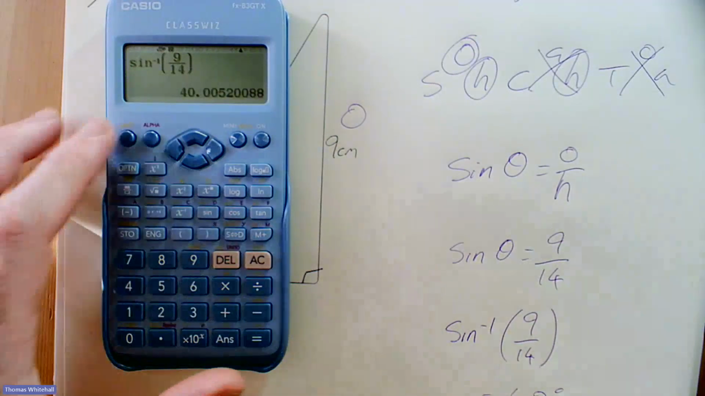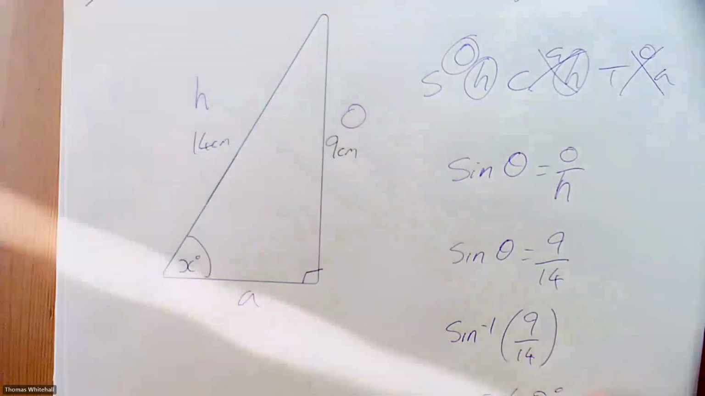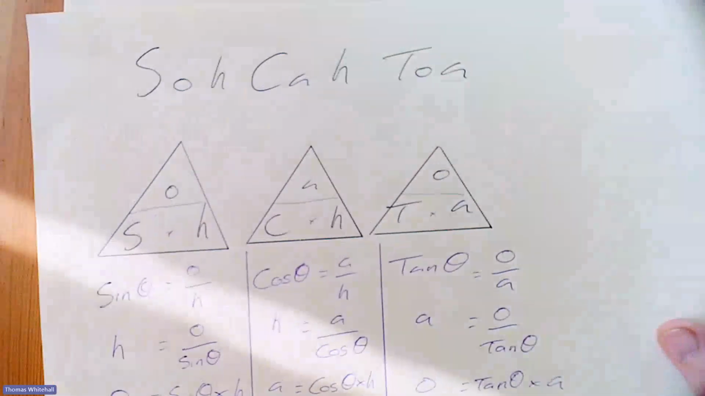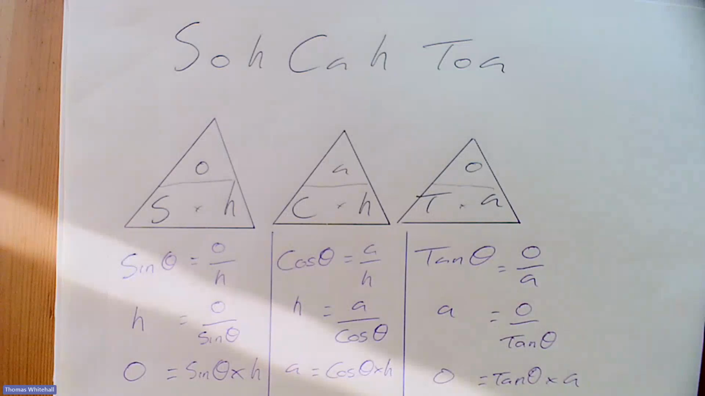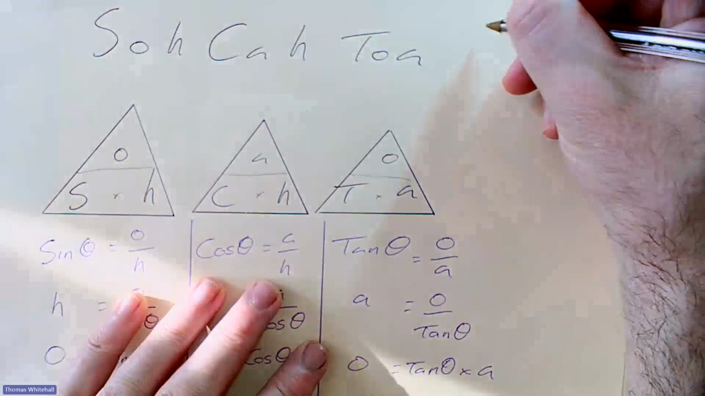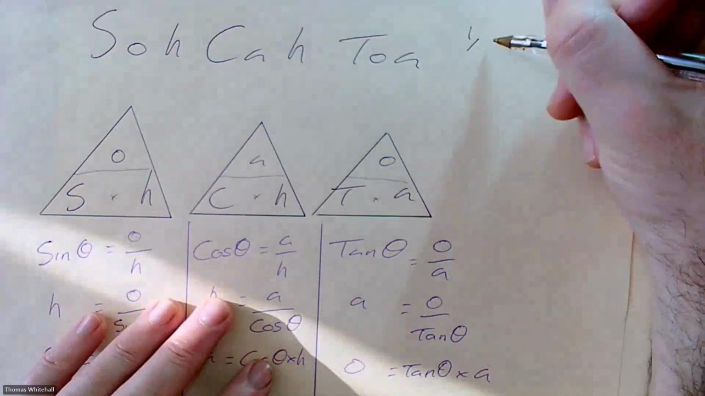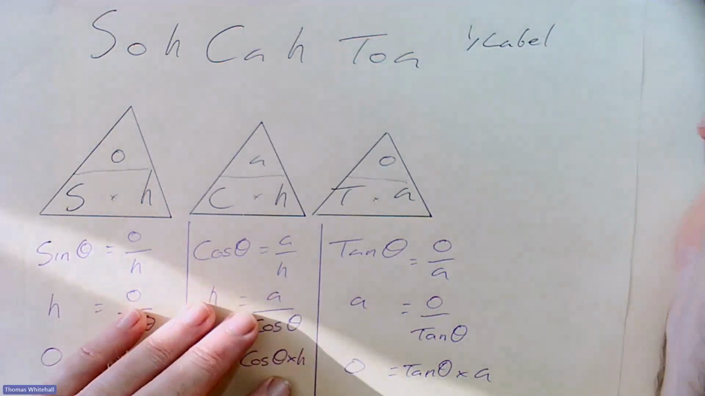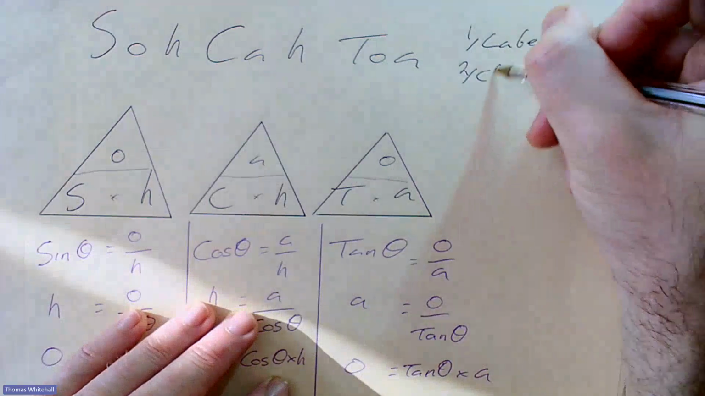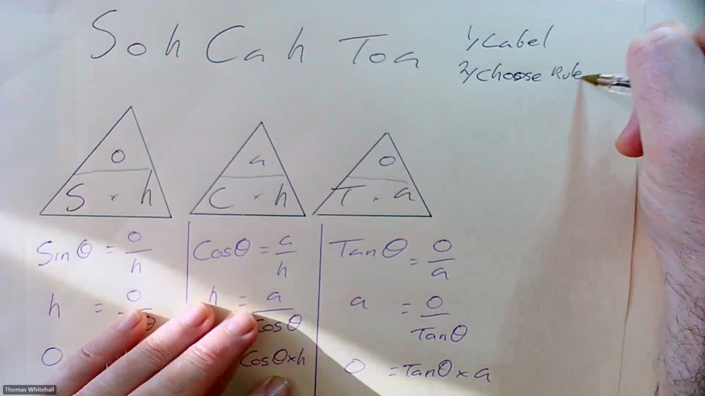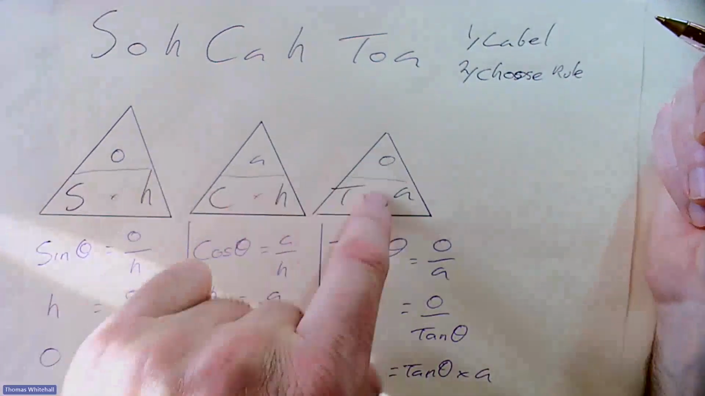Okay, so hopefully that helps. The main things we need to remember, it comes back to this each time, doesn't it? Okay, so our rules. Number 1, label the sides. Okay, so label the sides of the triangle. Number 2, choose the rule. Okay, sine, cosine, or tangent.